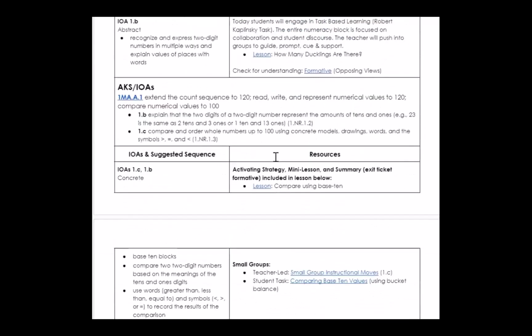All right, you guys, for the final portion of Unit 1A, instruction will focus on IOA 1C, comparing and ordering whole numbers up to 100 using concrete models, drawings, words, and the greater than, equal to, or less than symbols. You can see that IOA 1B is listed in this section of the pacing guide as well, because students are using their understanding of place value and two-digit numbers to do this thinking. We are suggesting about 6 days for this work.